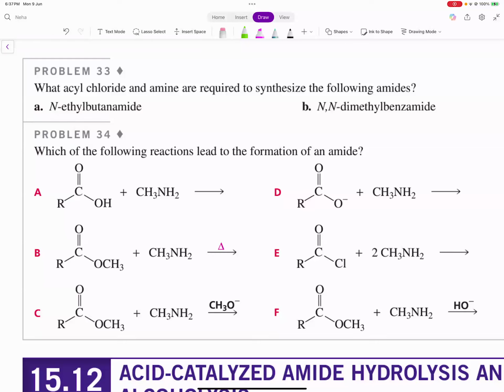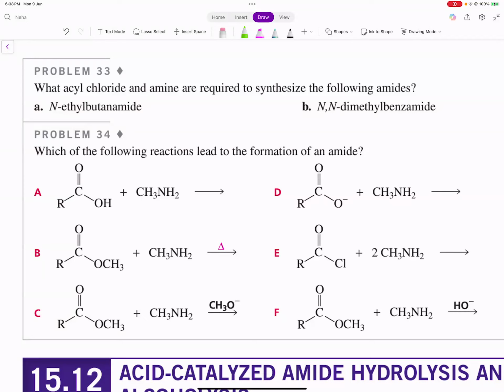So in 34, won't most of the compounds form amide, because amide is stronger? In A, are we going to get an amide? Oh no, we need two equivalents. We will just get an acid-base reaction.